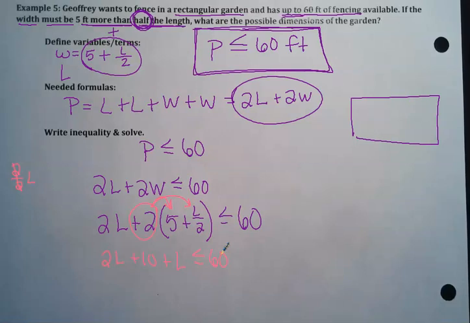It's your turn. Good. I add your like terms, which is 3L. Okay, so we're adding our like terms, which would give us 3L plus 2 equals 60. And then you subtract 2 from both sides. 3L is less than or equal to 50. And divide both sides by 3.